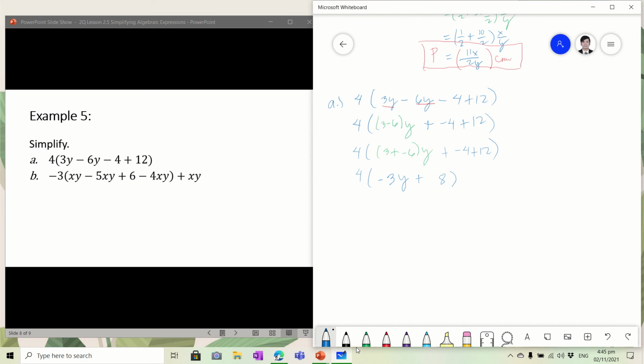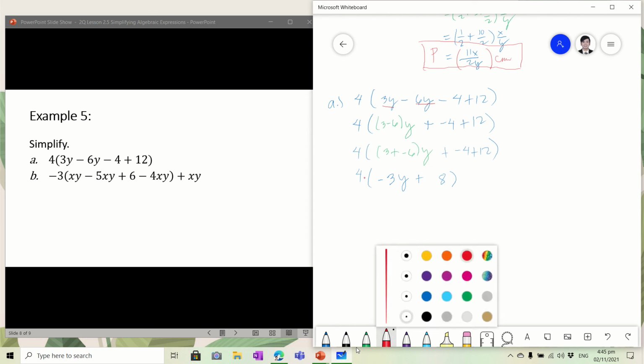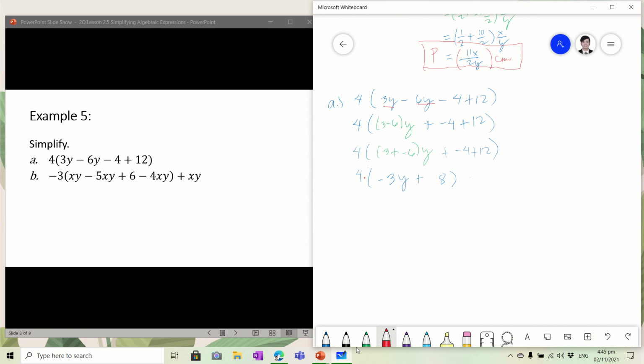So now, if it turns out like this, 4, then there's still a group. There's a number outside the parenthesis. It's understandable that the operation is multiplication if there's nothing between a number and a group. When that happens, don't forget our first quarter lesson. What we need to follow is the distributive property. So we just have to distribute 4 to each term because terms are separated by a plus.